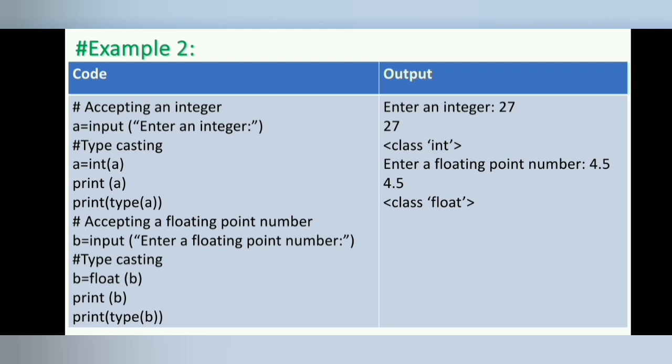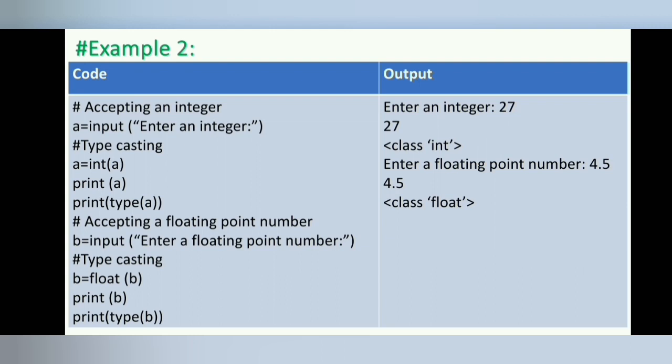In the following statement, the inbuilt function float(b) will convert this string value to a float type and then it will be assigned to the variable b. The next print statement, print(b), will display the value stored in the variable b, which is 4.5. The following statement, print(type(b)), will display the data type of the variable b, which is float.